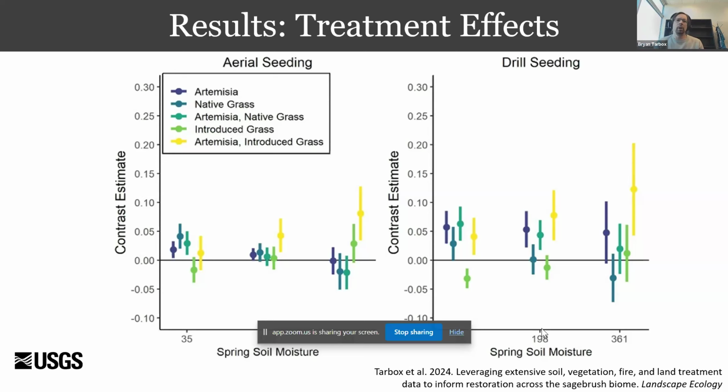Seed mixes that were just Artemisia or native grass or a combination of the two tended to have more of an impact at drier sites than wetter sites, whereas seed mixes of Artemisia and introduced grasses tended to have a more positive impact at wetter sites. We do caution, though, that we also found negative effects of introduced grasses being seeded. You can see that on the right graph on the left side, that little green dot, showing the negative impacts, especially at those drier sites, potentially of introduced grasses, especially if they're seeded on their own.